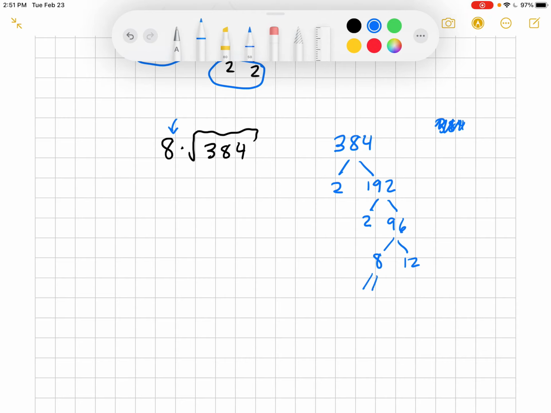So that's going to be 3 2s. And we have 2 times 3 times 3. So now let's go ahead and just see how many pairs of 2s we have. We have 1 pair of 2s. We have 2 pairs of 2s. 3 pairs of 2s. We also have 1 pair of 3s.